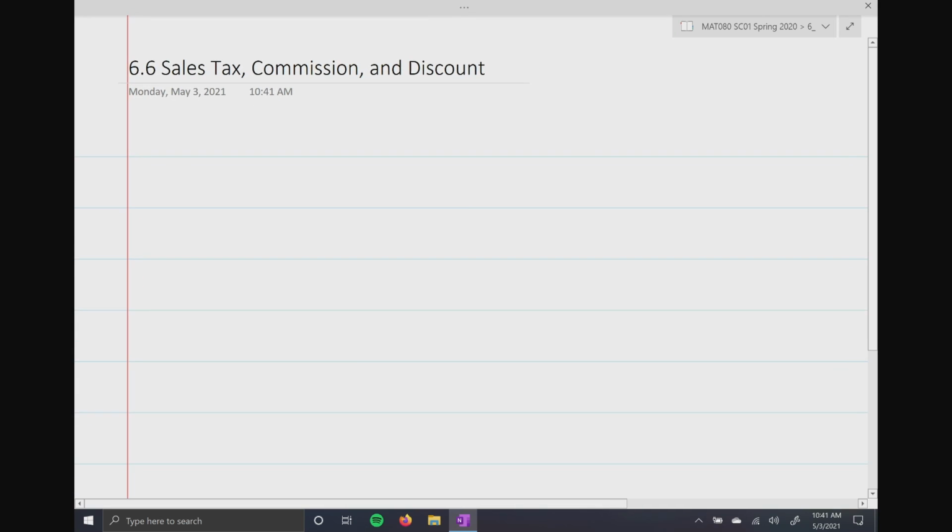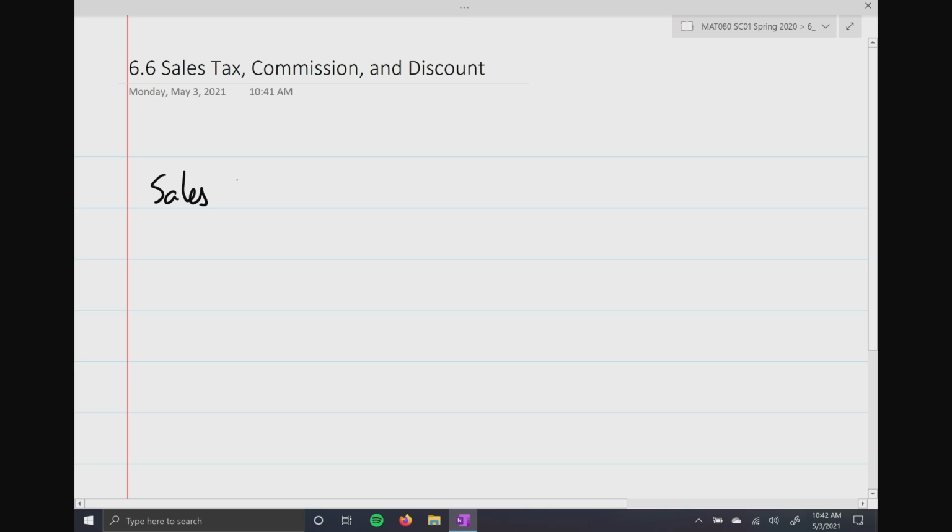We've all heard of sales tax before. We've all heard of commission, well, maybe not commission, but we've heard of discounts. We love discounts. I love discounts. Commission is when somebody works for a company and they make a certain percentage of money based off the amount that they sell. We'll worry about that when we get to commission. First thing, let's talk about sales tax.